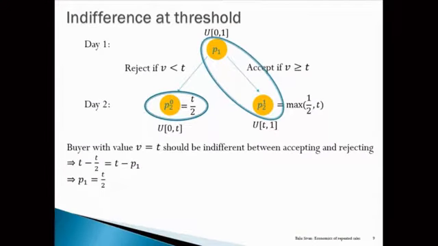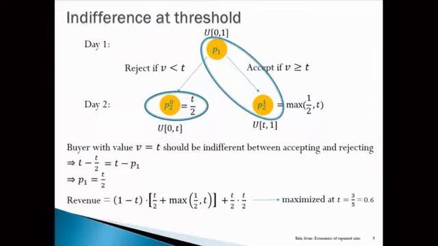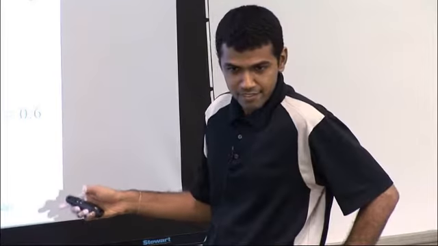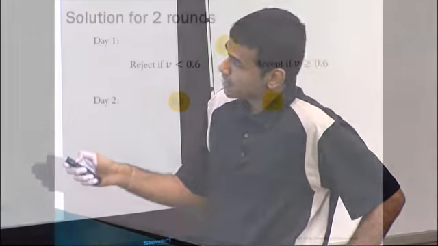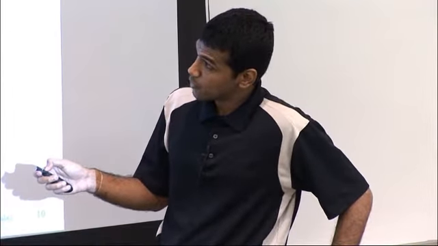I'm not saying this is the equilibrium. This is one we are guessing, basically, right? We're just in the process of guessing. And you can write the expression for revenue purely as a function of t, optimize it. It will come out to be 0.6. In other words, this is a guess that we have come up with for an equilibrium for 2 rounds. The price on the first day is 0.3, and the buyer rejects if his value is smaller than 0.6, okay? Not 0.3, but 0.6, and accepts if the value is greater than 0.6, okay?